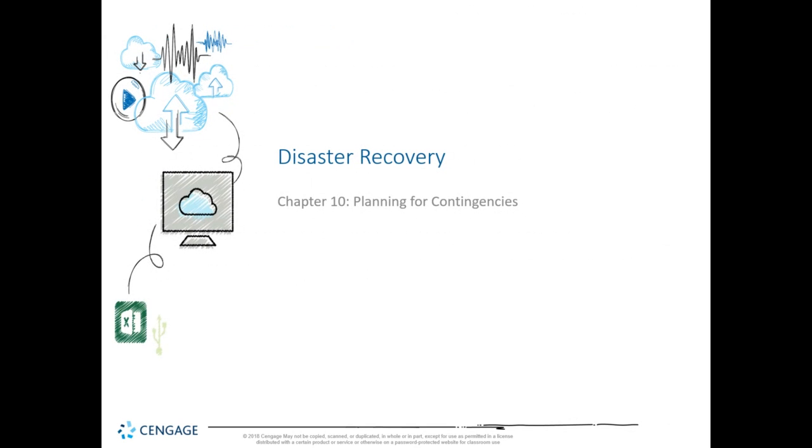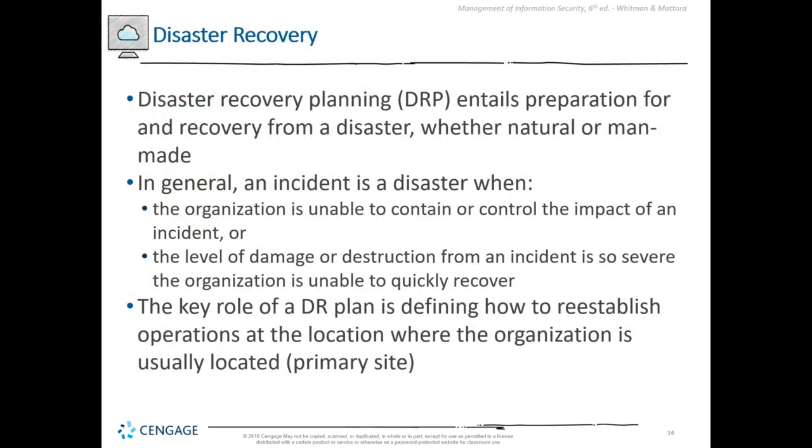Next, we're going to talk about disaster recovery. All right, disaster recovery planning. This is the preparation for and recovery from a disaster, and this could be something natural or man-made. A disaster is an incident where the organization is unable to contain or control the impact of the incident. The level of damage or destruction of the incident is so severe that the organization is unable to quickly recover from it.